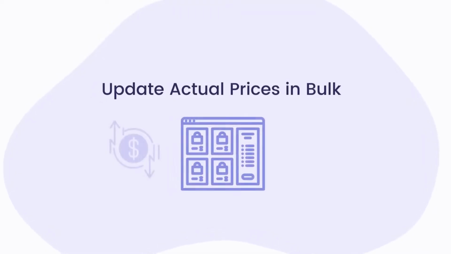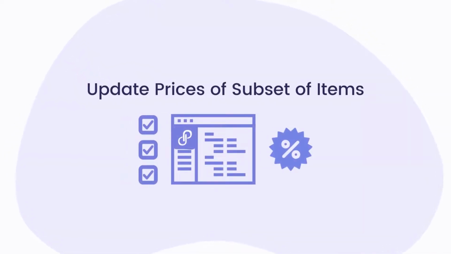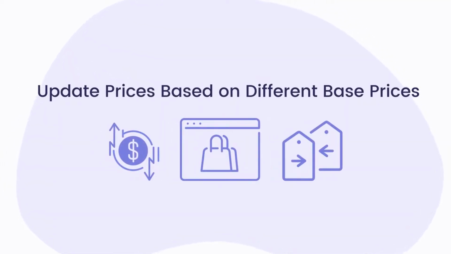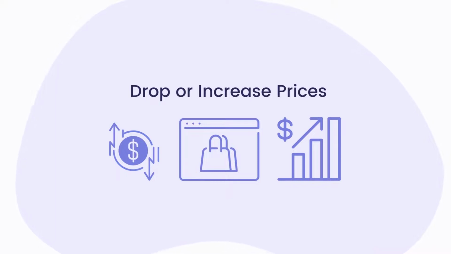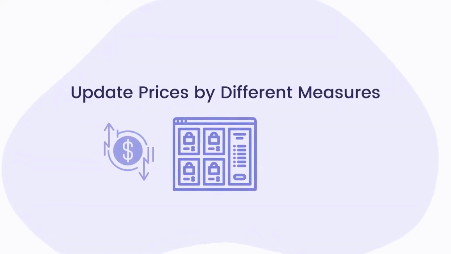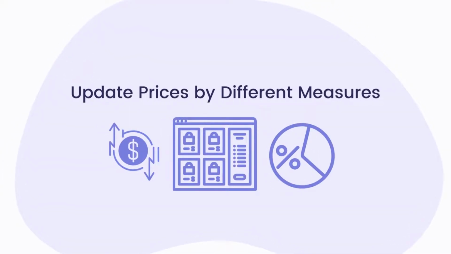You can update the actual prices of your listings in bulk. You can update the prices of all your listings, the listings on the first page of your closet, or the specific listings you manually selected. You can update the prices of your listings with a calculation based on either the actual prices or the lowest historical prices. You can drop or increase the prices of your listings when updating the prices. You can update the prices of your listings by a specific percentage or amount.